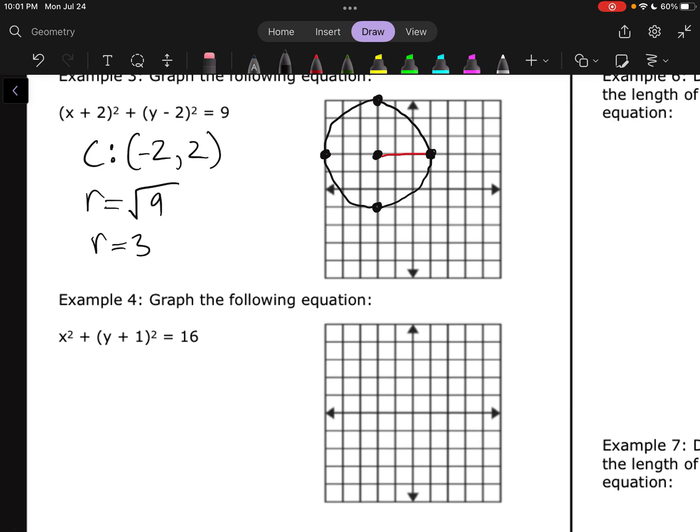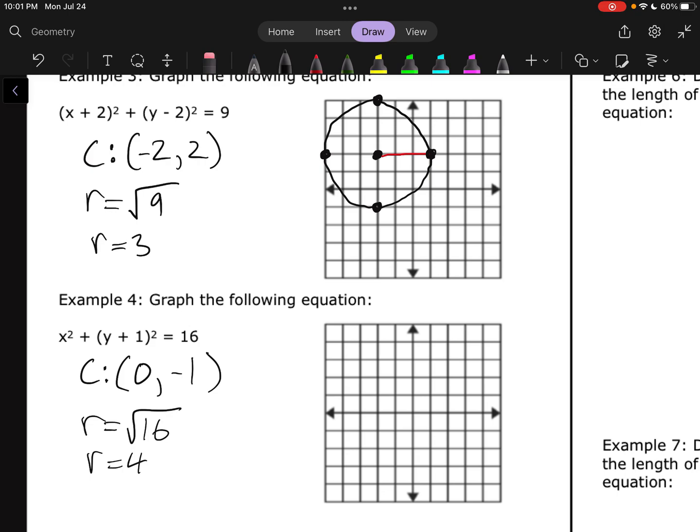So same deal here for number 4. Based on the information they gave me, there's nothing with the x, so that means the x value is 0. And then I see a y plus 1, which means that it was really a y minus -1. So my center's at 0, -1. And my radius should be the square root of the thing over on the right side. So the square root of 16 is 4.